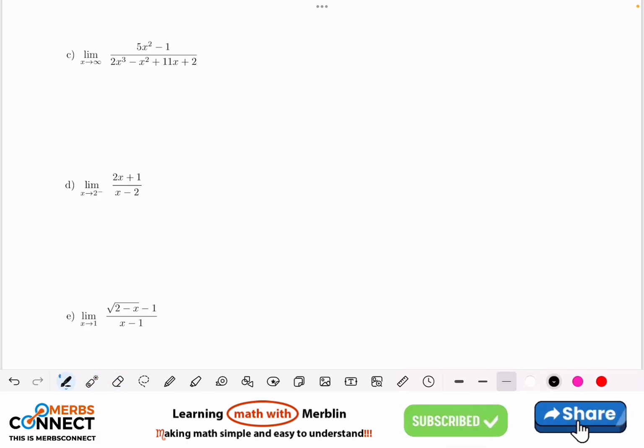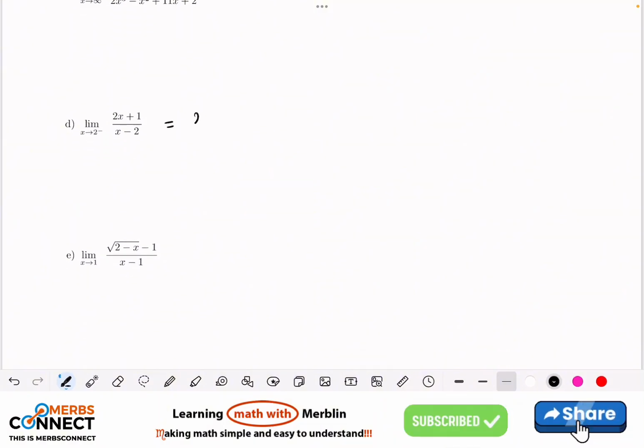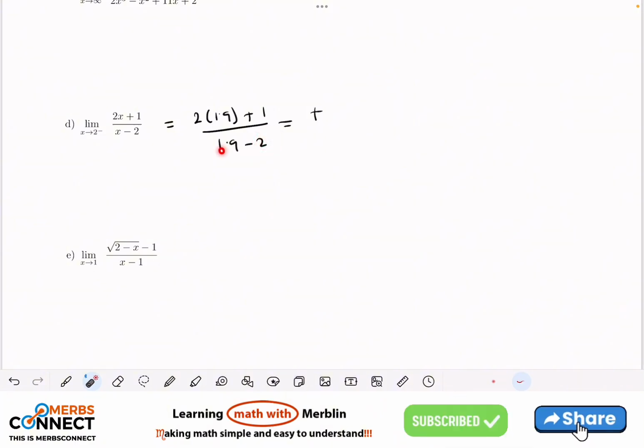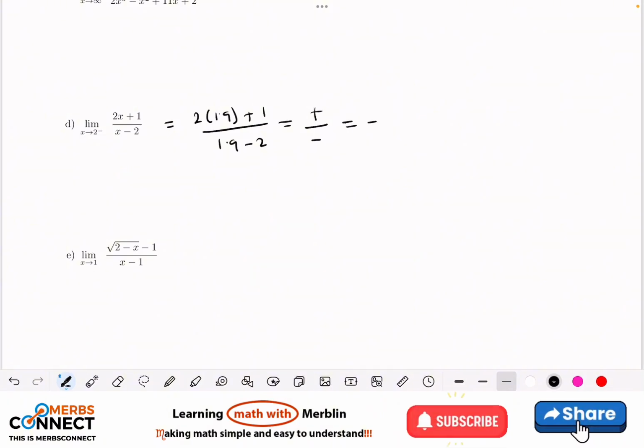So this is going to give me something like 2 times 1.9 plus 1, divided by 1.9 minus 2. Now, I'm not going to solve this, but I'll show you something. You see, this is a positive value. This is also a positive value. So when I add them, I'm going to get the top to be a positive number, right? Now, 1.9 is less than 2. So when I subtract 2 from 1.9, I'm going to get negative 0.1, which is negative. So this will be divided by a negative. Positive divided by negative is going to give us negative.